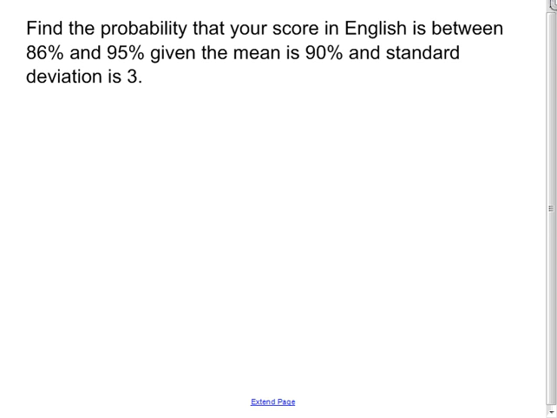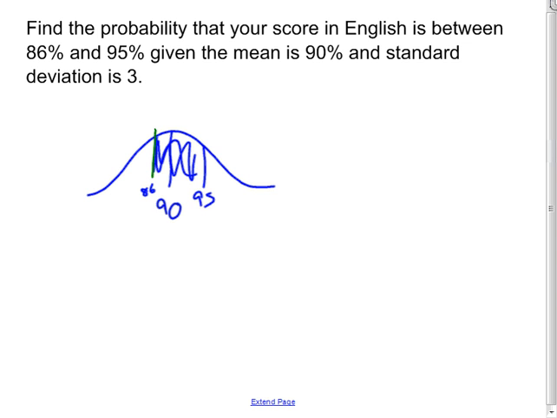So now I'm not saying, oh, I want at least this or I want at most this. Now it's I want from here to here exactly. So draw yourself a picture. Mean is 90. I want from 86 up to 95. So I want this whole probability. So in order to do that, I'm going to have to find my z-scores, keeping in mind that z-scores start at a value and go down.